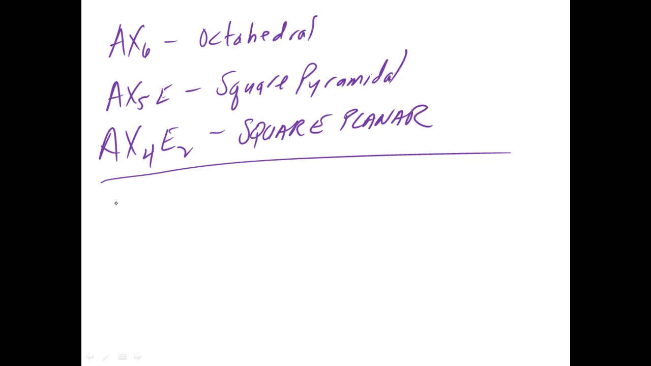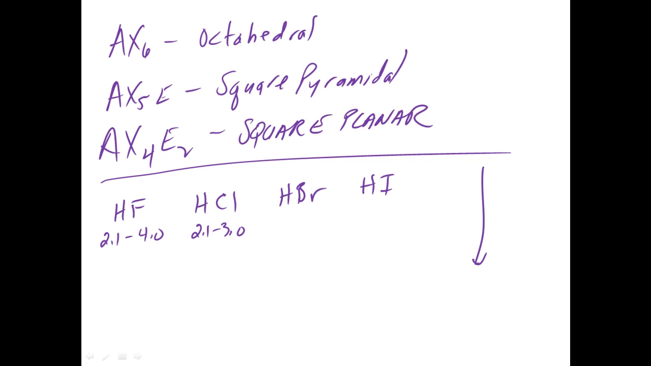The other part that I expect you to be able to do is, if we look at something like these compounds, that you can tell me which one has the greatest dipole moment. Again, the difference here is 2.1 minus 4.0. This one's 2.1 minus 3.0, and then the other ones you can figure out. But we know that electronegativity decreases as you go down the periodic table. So this one has the greatest dipole moment, then hydrogen chloride, then hydrogen bromide, and hydrogen iodide would be the least. All right.